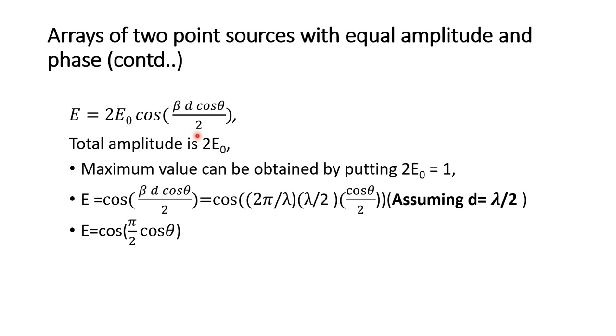Now what we are going to do is substitute the value for beta. Beta we know is 2 pi by lambda. And we are assuming the distance between the point sources.